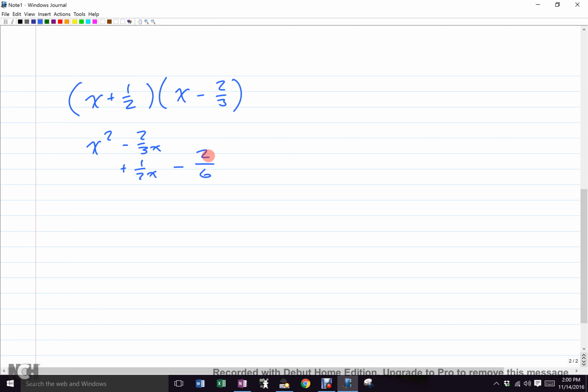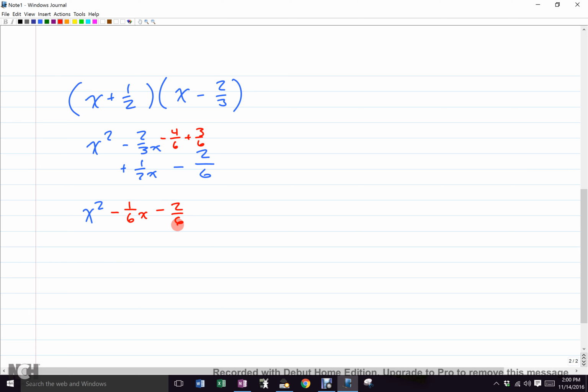Yeah? Okay. And 2/3 and 1/2. Can I add them together, or do I got to do some funky math with that? I got to do a common denominator, don't I? So that's x squared. That's going to be negative 4/6 plus 3/6. Yes? Yep. What is negative 4 plus 3? 1. Negative 1/6 x. Yes? Yeah. Minus 2/6. Does everyone agree?